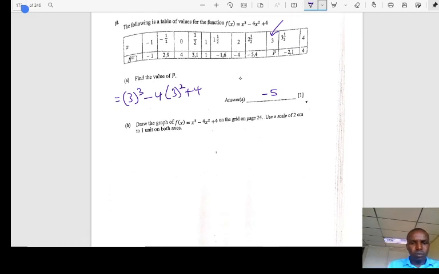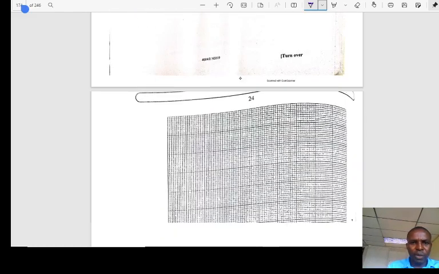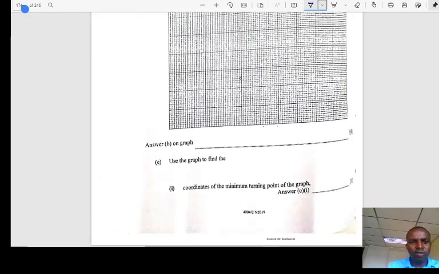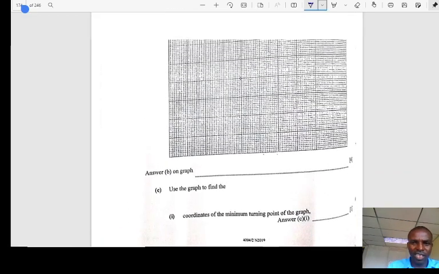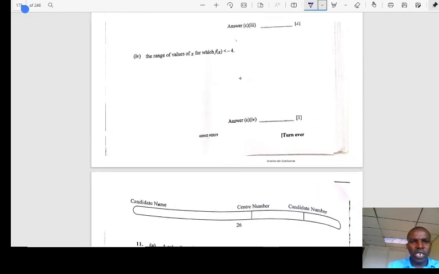Next, draw the graph of what? Now drawing the graph. This one is for you to draw now. Each man for himself. All right, let me go down here.